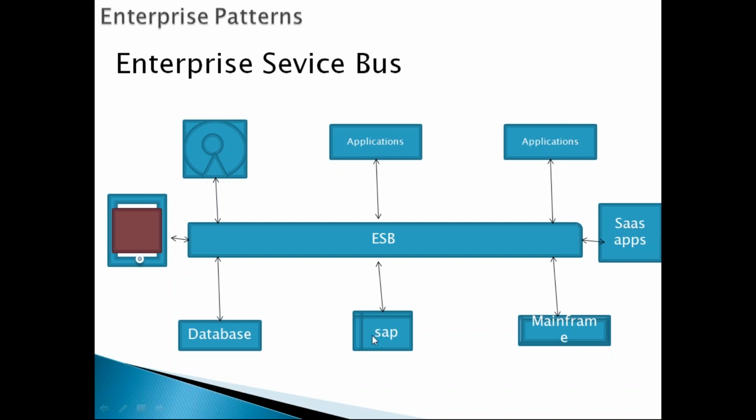Let us assume that there is a SaaS application and a SAP application. I have to request data as a response from the SAP application. The SaaS application sends the request to the ESB, and the ESB sends the request to the SAP application. The SAP application sends the response to the ESB, and the ESB sends the response to the SaaS application. So this is how ESB is doing all the work.